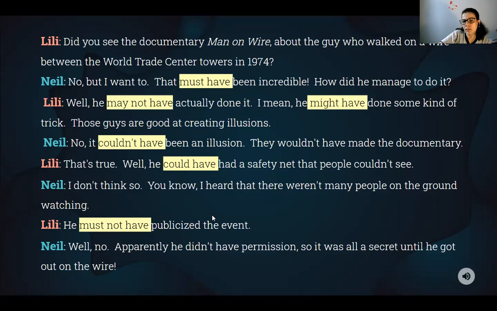So this conversation is about Man on Wire. It's the previous documentary. I guess it was made in 2005, and they talk about the same story, okay? And now I want you to pay attention to these words: must have, may not have, might have, couldn't have, could have, and must not have, okay?